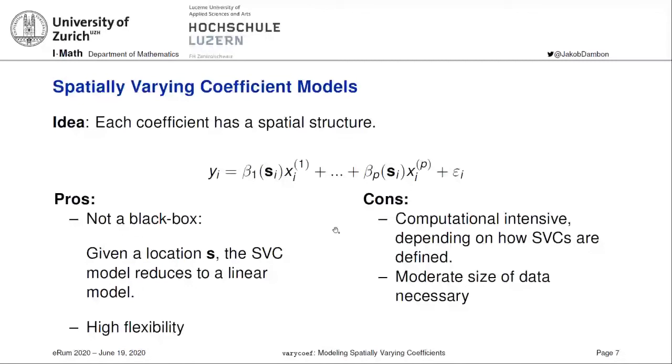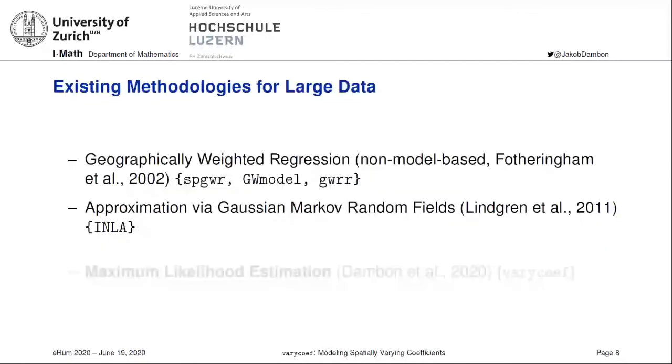I show you now the existing methodologies for these spatially varying coefficient models, and in particular, the ones that scale to large data. I will come to what I mean by this in a couple of slides, but now I want to show you the most prominent ones. Geographically weighted regression. There are a couple of packages on CRAN. And for example, another approximation via Gaussian Markov random fields, which you then can use by running inla.